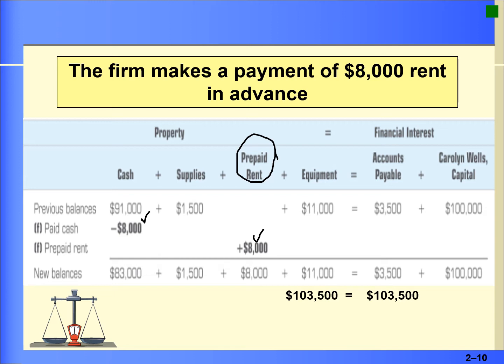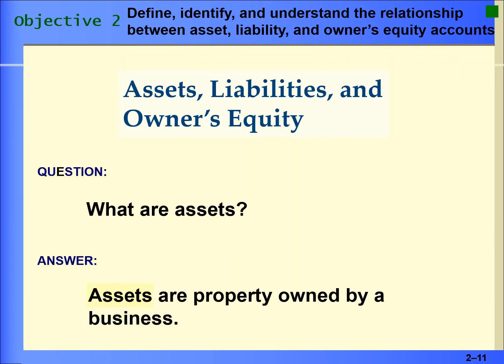But notice you reduce cash by 8, you increase prepaid by 8. That's basically a wash, but you still have to net everything. Cash went down to 83. Supplies is still the same. There's your prepaid, there's your equipment. Notice you're still at 103,500, and nothing changed over here. You're still at 103,500. You're still in balance.